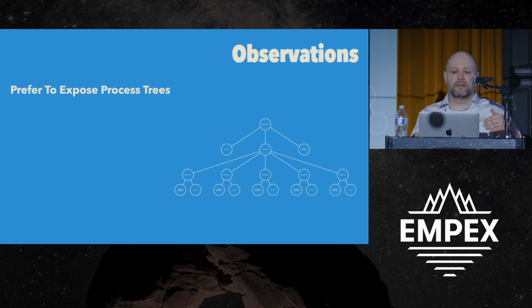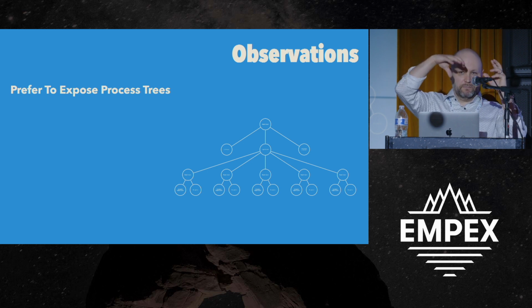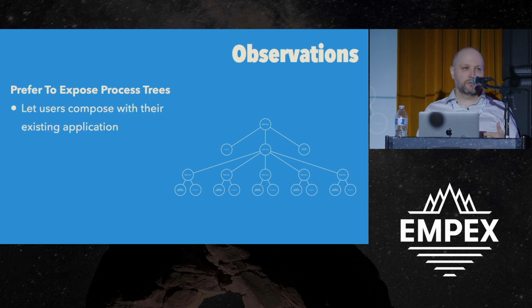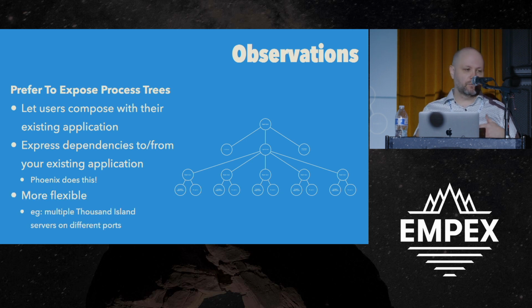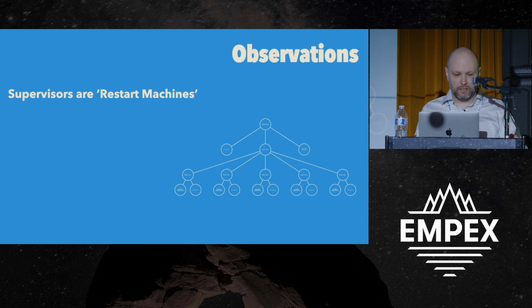The third thing is to prefer to expose process trees. And what I mean by that is this whole notion that we have internally here of having things that compose with each other all the way up this tree. You want to actually do that when users use your library. So in the case of Thousand Island, we don't go and run a thing inside our own application. We give you back a process ID that we expect you to wire into your application's process tree. This allows users to be able to express dependencies to and from Thousand Island the same way they model dependencies internally within their application. So this is exactly how Phoenix does it, for example. It's also more flexible. It means that we can do things like run multiple Thousand Island instances within the same BEAM instance, serving different servers on different ports, and that's totally fine. It just falls out of the model.